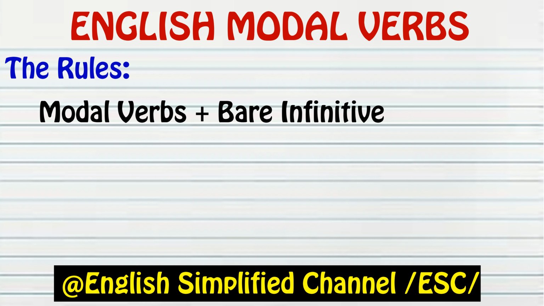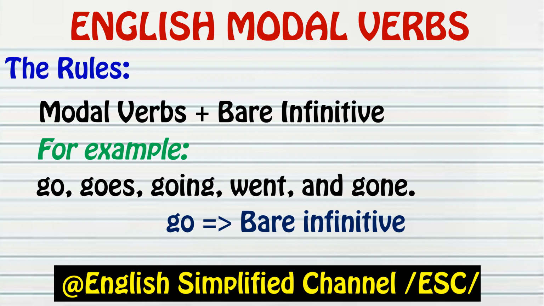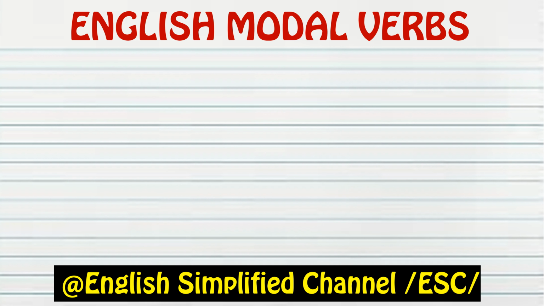The bare infinitive is the base form of a verb without to, and it's not affected by tense form. For example, go, goes, going, went, and gone. The word that's bare infinitive is go. Well, now let's discuss those modal verbs one by one in detail.